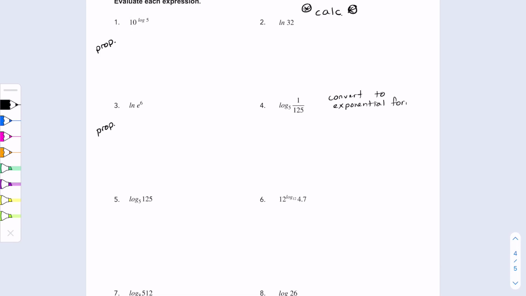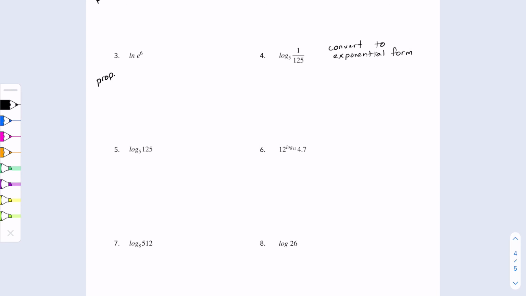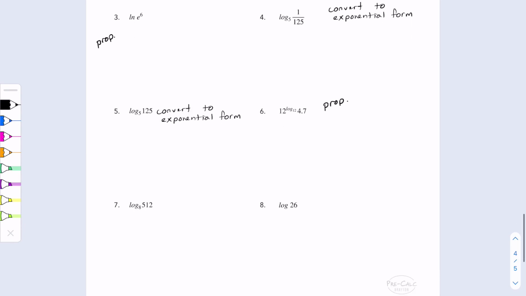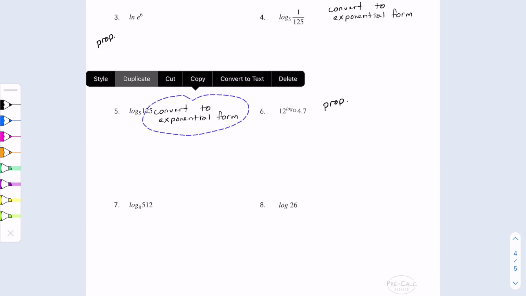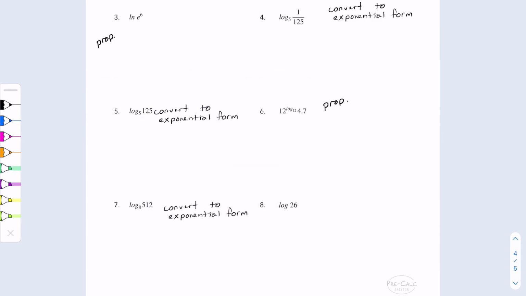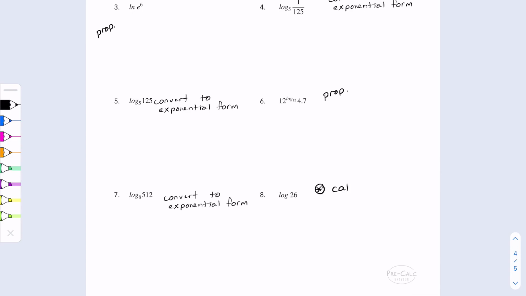So this is just like the first example set. Same thing for number 5, so convert to exponential form and solve for number 5. For number 6, we're going to look at a property, so evaluate that using property 1 through 4. Number 7 looks like something you're going to have to convert to exponential form again. And number 8 is the common logarithm, so for number 8, you're just going to have to evaluate using your calculator.